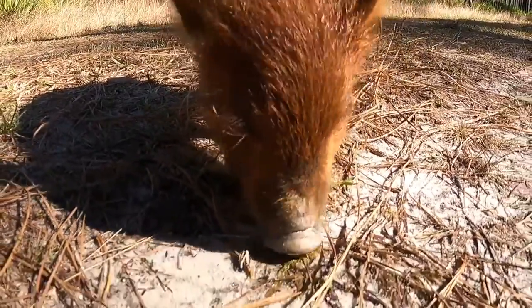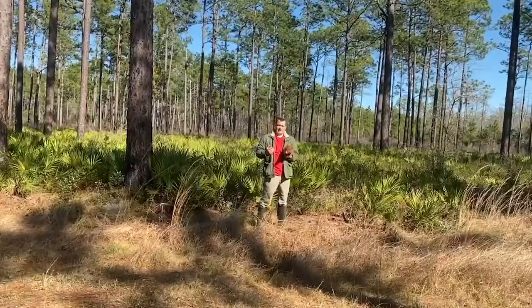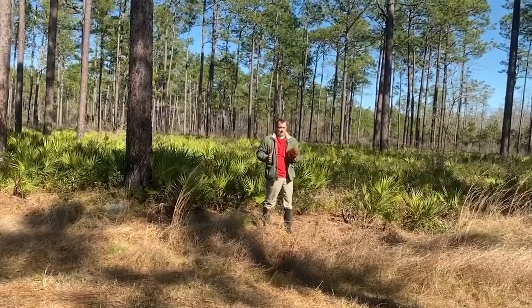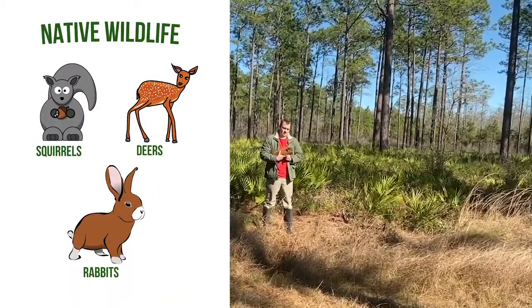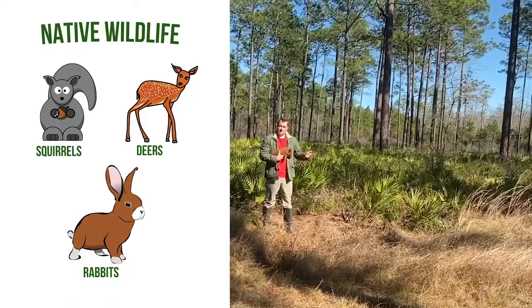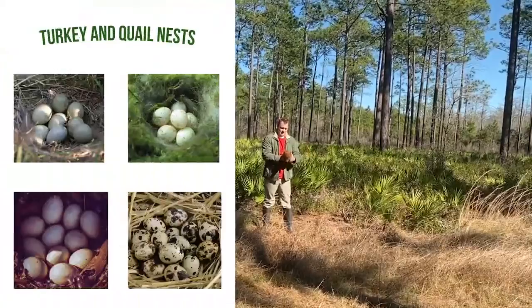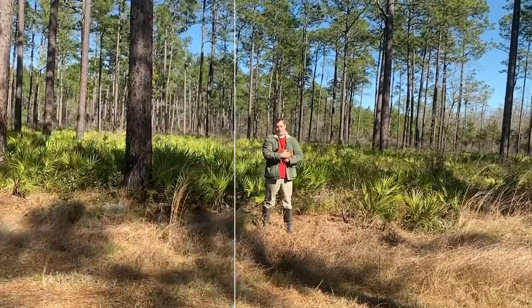She walks around eating. And the problem with that is that Dolly and all of her family members in that drove of pigs will actually go through an area and eat up all the food resources from native wildlife, such as squirrels, rabbits, deer. And then if they come across a ground nesting animal like a turkey or a bobwhite quail, she may actually eat the eggs in that nest.